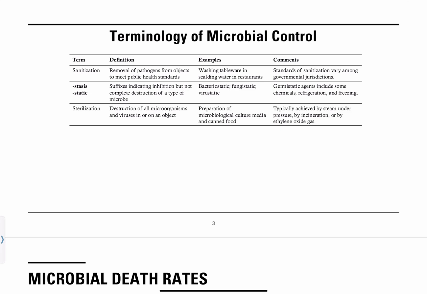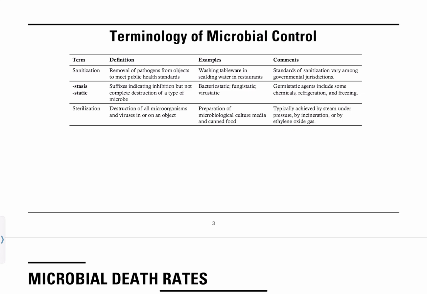Then we have sanitation. This is going to involve removing pathogens from objects to help meet public health standards. A practical example is washing tableware in very hot water in restaurants. It is regulated, but the standards do vary between different jurisdictions. This is why sanitizing something at home may not meet the same criteria as that for a restaurant or a hospital. Some more suffixes.